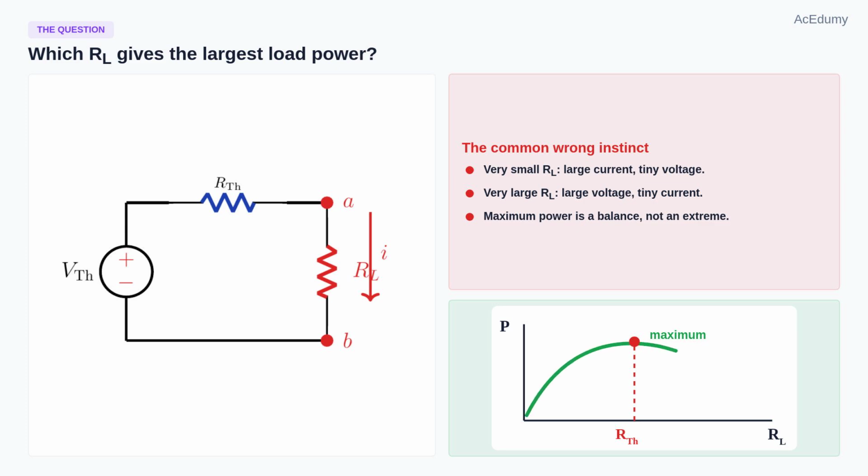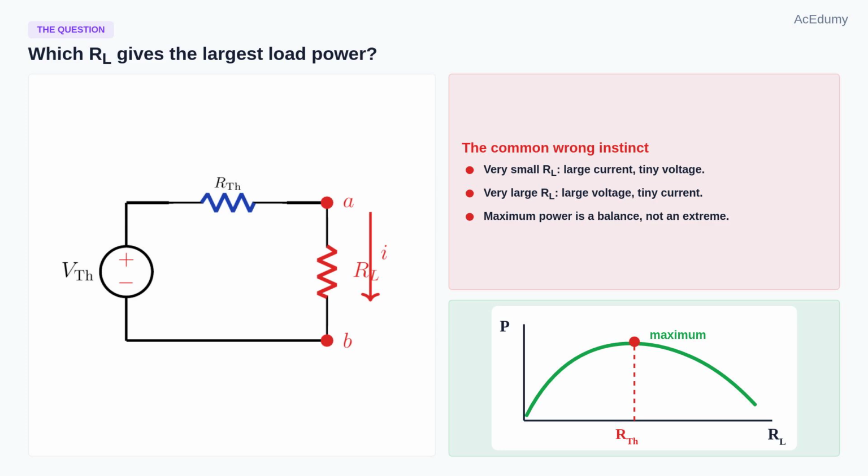Maximum power transfer answers a very practical question. Suppose everything to the left of terminals A and B is fixed, and only the load resistor can be chosen. What value of RL makes the load receive the largest power?